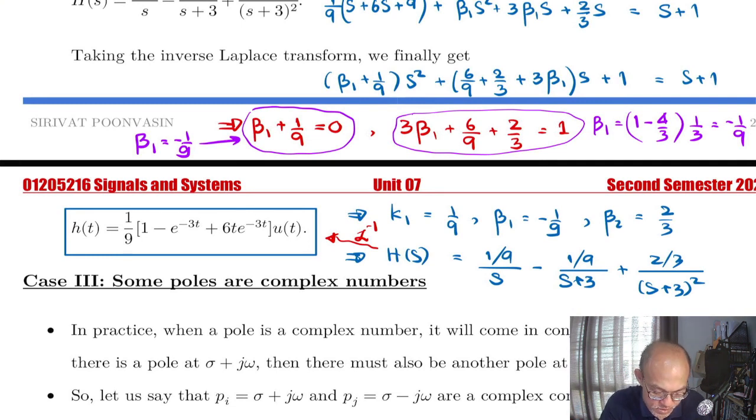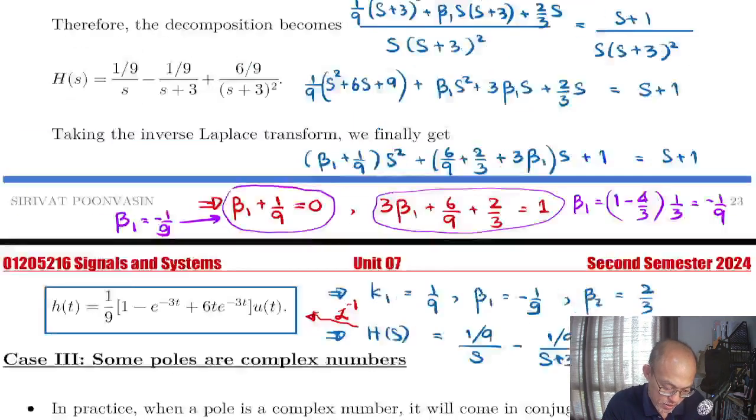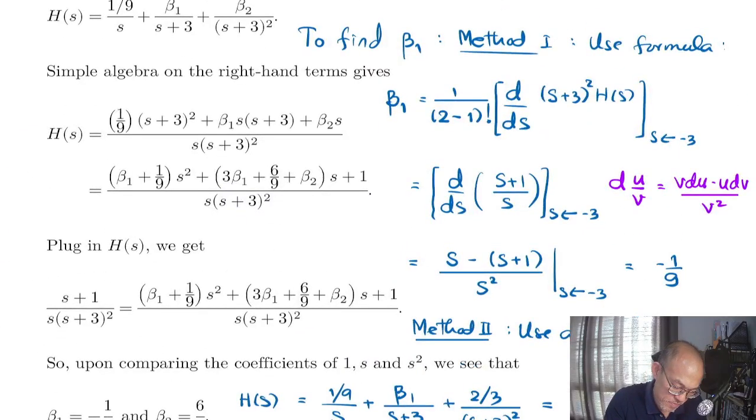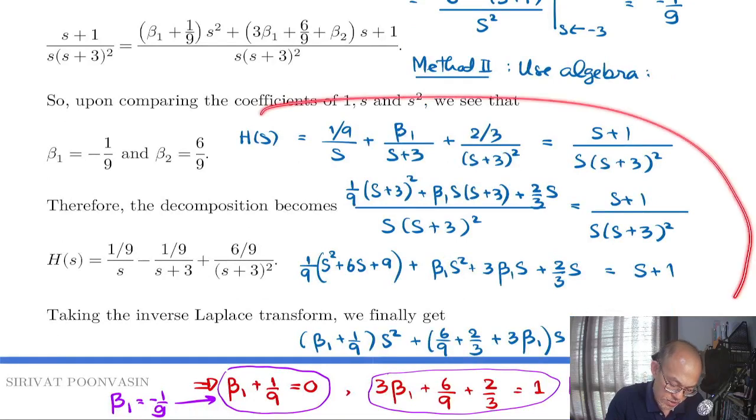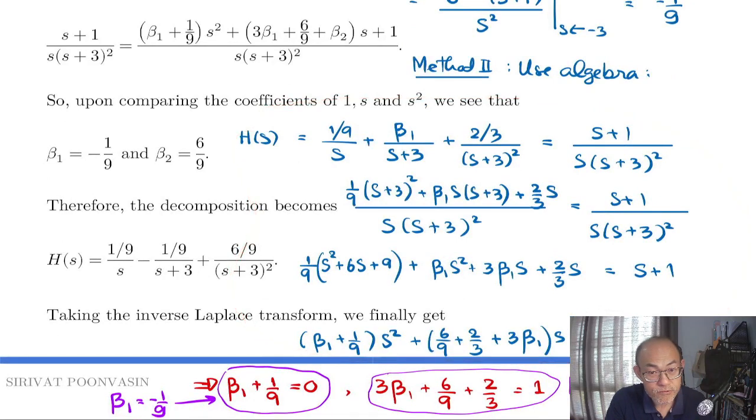So, in conclusion, when there are repeated poles, you have two options. First is to use the formula. This is the first method, using the formula. Second, using the algebra. I think either one is complicated.